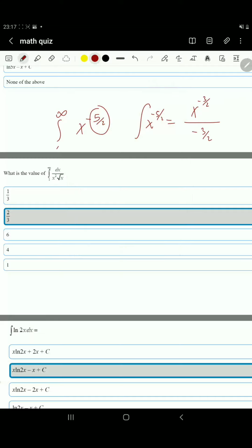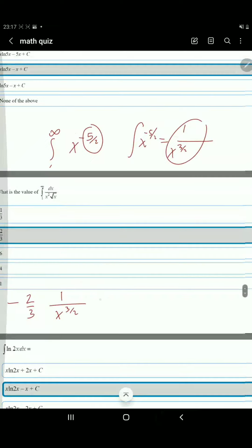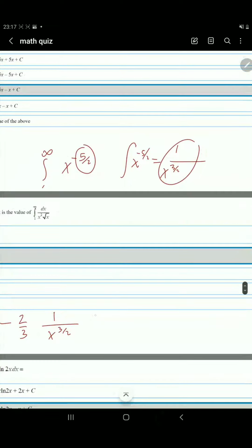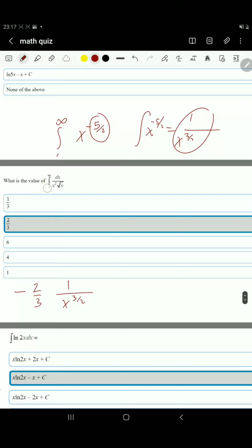When you have a fraction in the denominator, you flip it. So here you have minus 3 over 2, so it becomes minus 2 over 3. And here it becomes 1 over x to the power of 3 over 2. That's it. Minus 2 over 3 is a constant, so we pull it out. You're left with 1 over x to the power of 3 over 2. That's your integral. You're integrating from 1 to infinity.